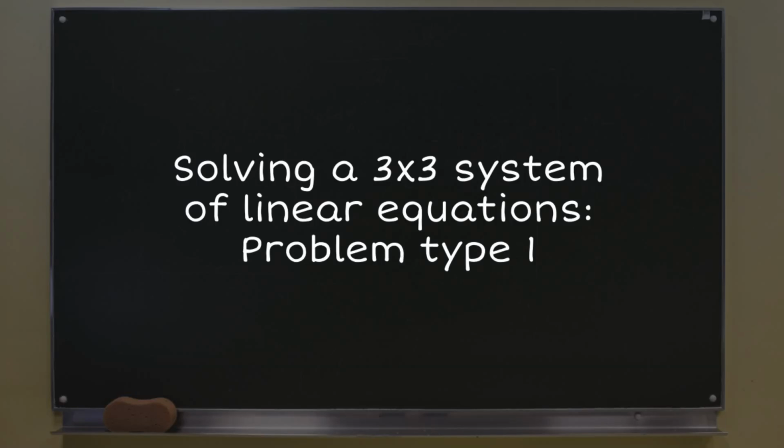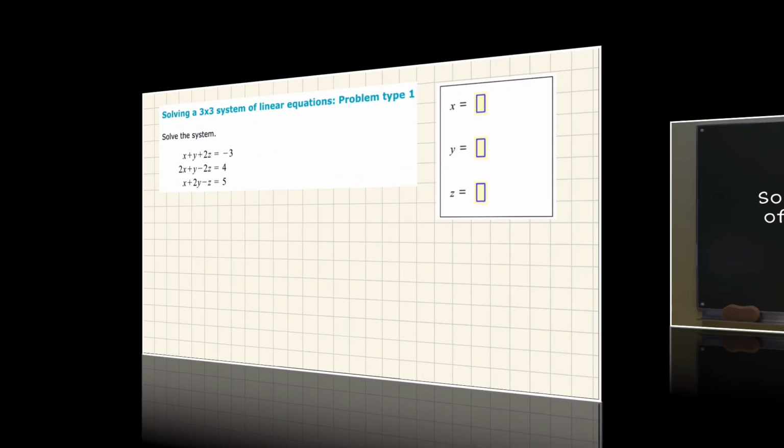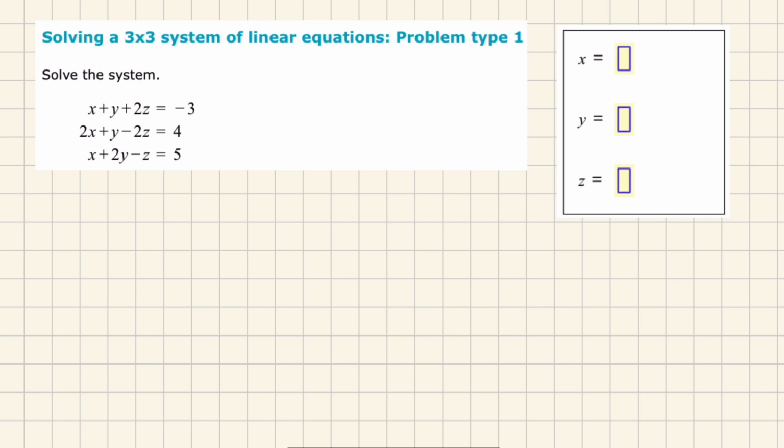In this video, I'll be helping you with the ALEKS problem type called solving a 3x3 system of linear equations, problem type 1. In this example, we're given this system of 3 equations and 3 variables and asked to solve for x, y, and z.